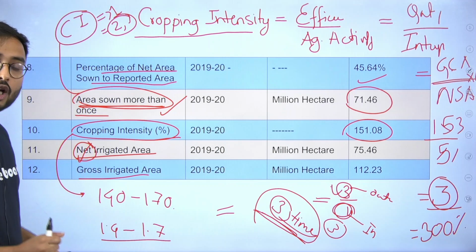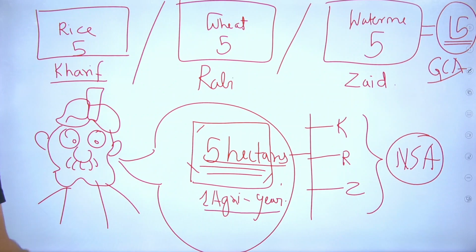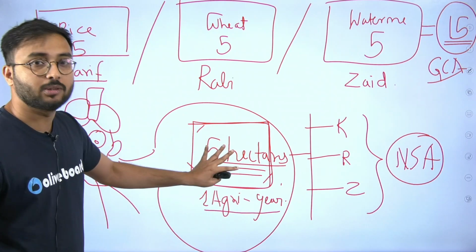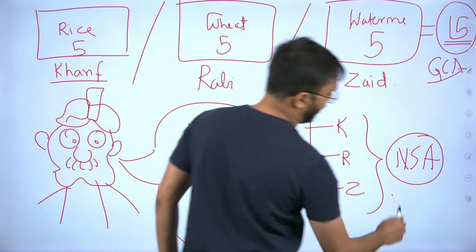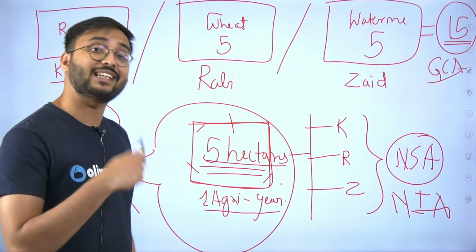Net, you understand, right? So for example, if I am having 5 hectares of land, same farmer example, and this 5 hectares is my total maximum area in which I can apply my irrigation, then that becomes my net irrigation area. And what is my gross irrigated area?